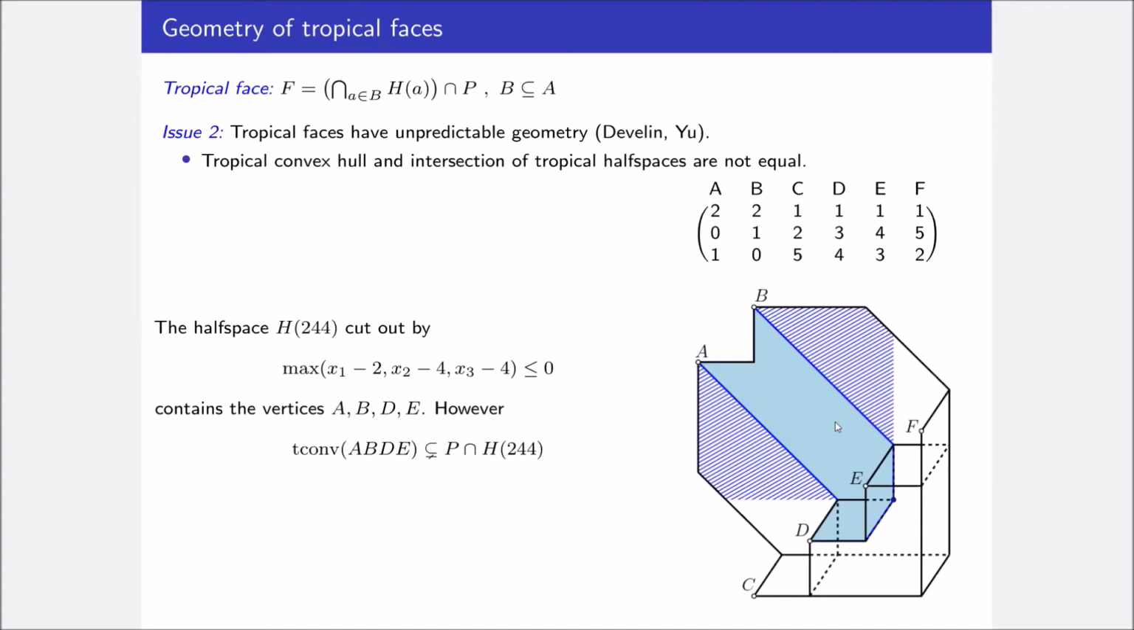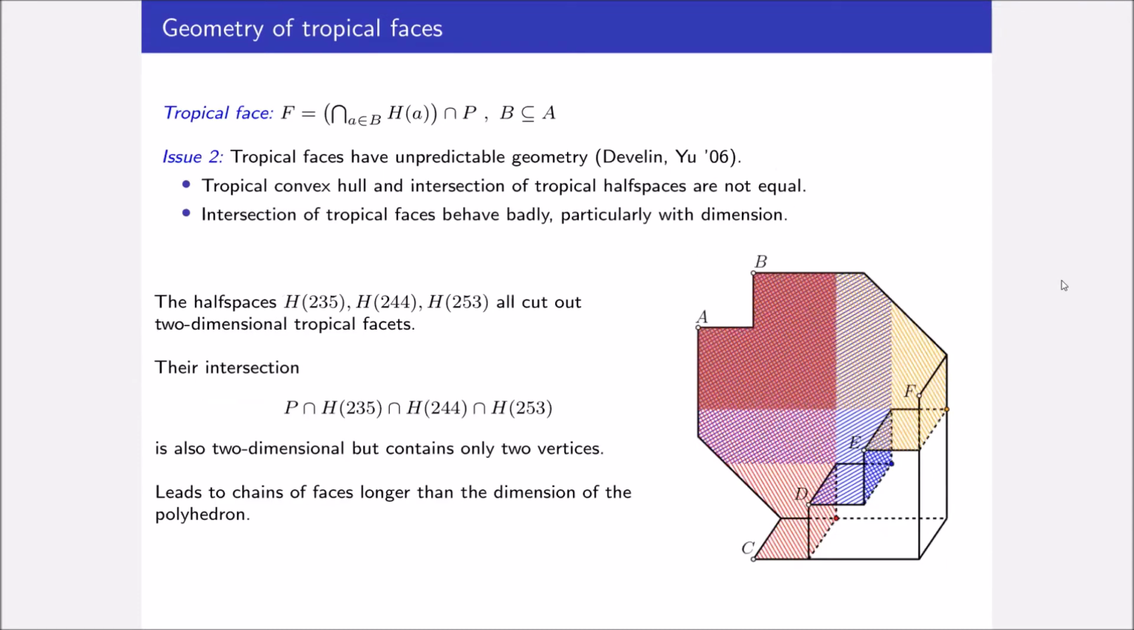Which, okay, maybe that's not necessarily an issue. Maybe we just say, okay, well, we'll ignore that. Let's just plug on with this definition. When we start trying to intersect these faces, things get even worse. So now I can look at three tropical facets of this polytope. I have a yellow one, which kind of extends across here, a blue one, which is the same blue one I had from before, and this red one.